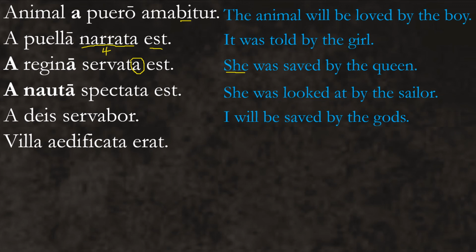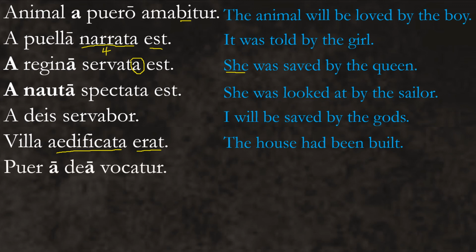Villa edificata erat. This is another two-parter. There's our fourth principal part again. And now we have the imperfect of sum, which means this is the pluperfect passive. The house had been built, or the villa, or the farmhouse had been built. There's actually another word for house, which we haven't learned yet.